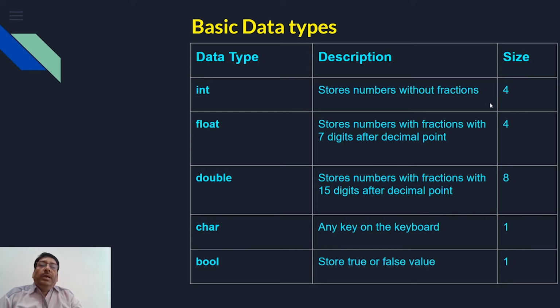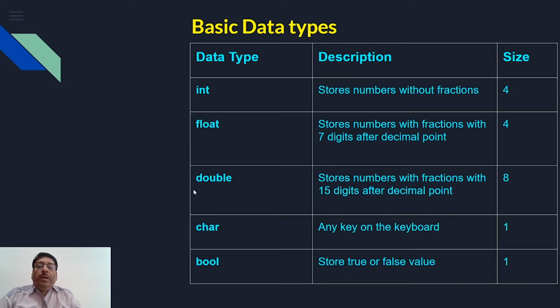But if I want a number to be stored with a fractional value, then I can go with float, or I can go with a data type called double. When I say float, it stores numbers with fractions with 7 digits after the decimal point. So you get a lot of accuracy over here, and it also consumes a memory of 4 bytes. So here you can store numbers with fractions, and with integer you can store numbers without fractions.